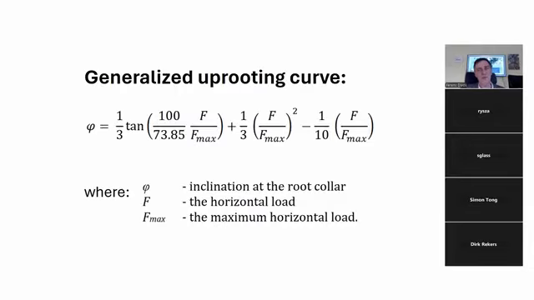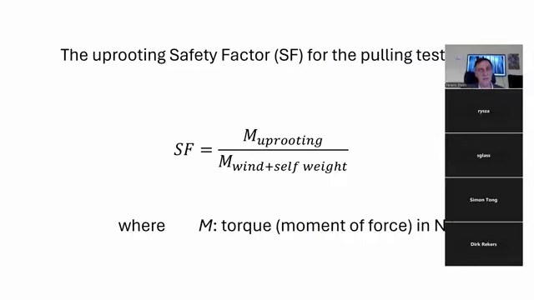This is just to show you the generalized uprooting curve. It is a type of tangent function, a little bit modified, but a major part of this function is the tangent. To tell the truth, I don't know where the trees studied maths and learned the tangent function, but it works accordingly. The uprooting safety factor, this is an important definition.